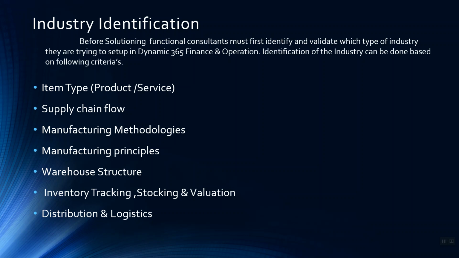Everything we will discuss today is related to manufacturing. Whatever item can be manufactured falls under products. For those, each and every industry has its own supply chain flow. We'll understand this in depth in our upcoming slides.